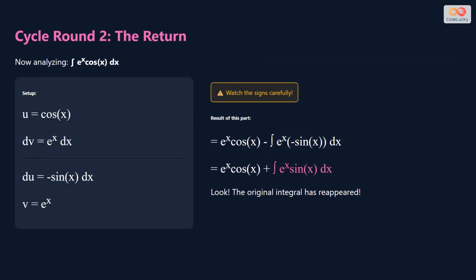For round 2, we focus on the integral with cosine. We apply integration by parts again. Differentiating cosine gives us negative sine. Watch your signs here. When we simplify, we see that the term integral of e to the x sine of x has reappeared. This is exactly what we started with.